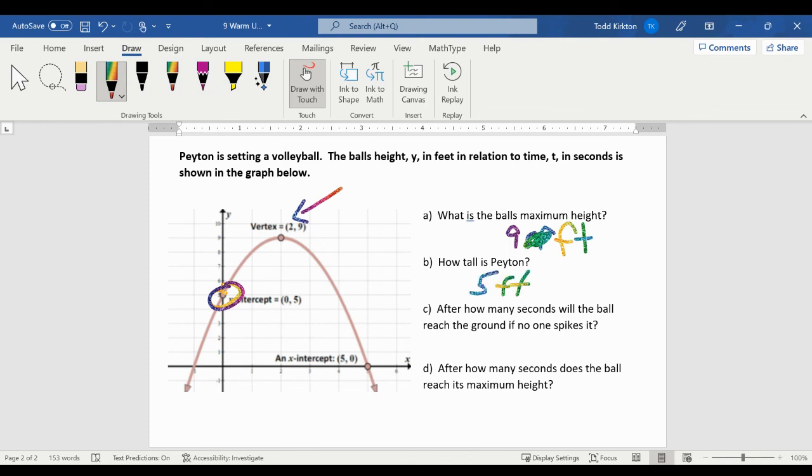After how many seconds will the ball reach the ground if no one spikes it? Right there is where it hits the ground. 5 seconds. And after how many seconds does the ball reach its maximum height? So the maximum, again, the vertex usually tells you 2 answers. You just have to read and find which one. So 2 seconds is when it reaches its maximum. That's it for this warm-up.